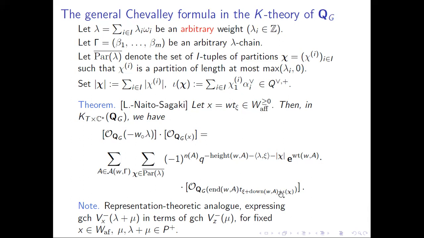I will just say that it expresses the graded character of an opposite level 0 Demazure module for the extremal weight lambda plus mu in terms of the graded character of the opposite Demazure module for mu.